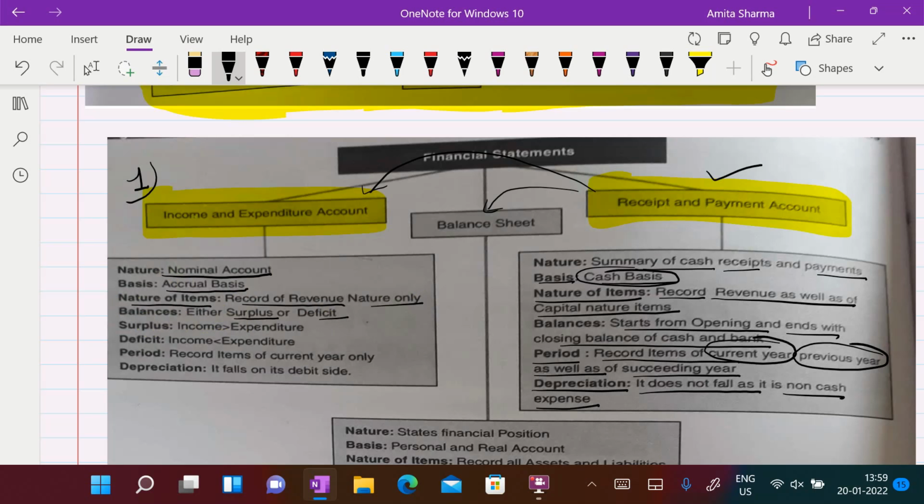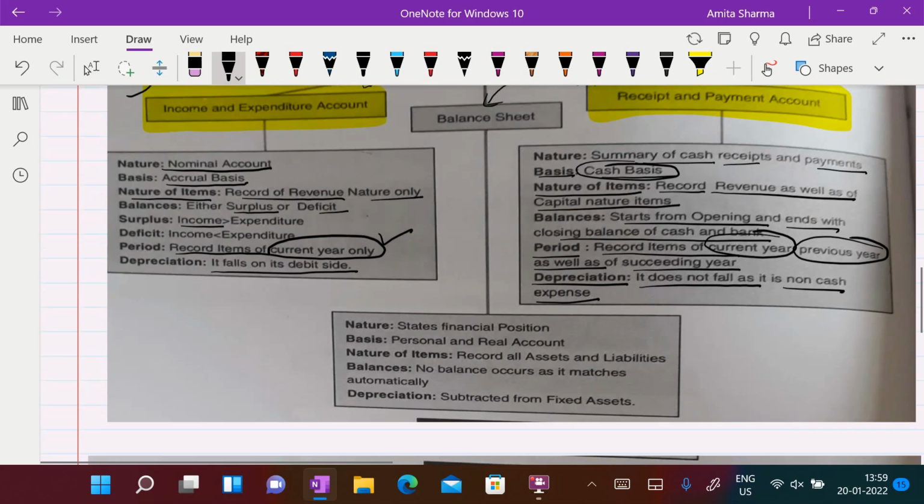If your credit side is more, there will be surplus, and if your debit side is more, there will be deficit. Surplus means income is more than expenditure, and deficit means income is less than expenditure. Period: it records items for the current year only. Remember, receipts and payment records current, previous, as well as succeeding or next year items. But in the income and expenditure account, we will record only current year items, and depreciation is also recorded on the debit side.